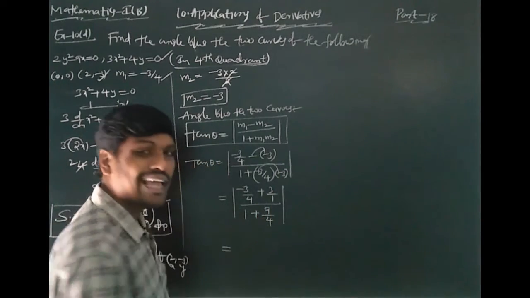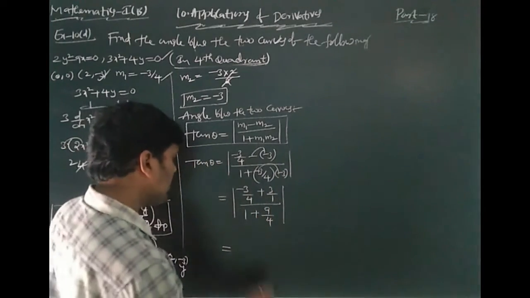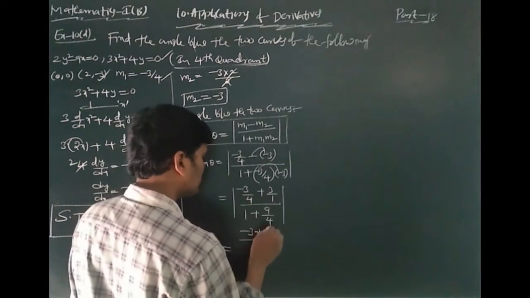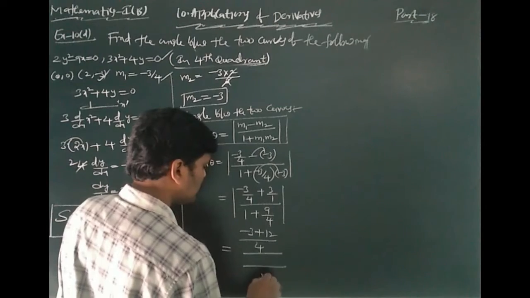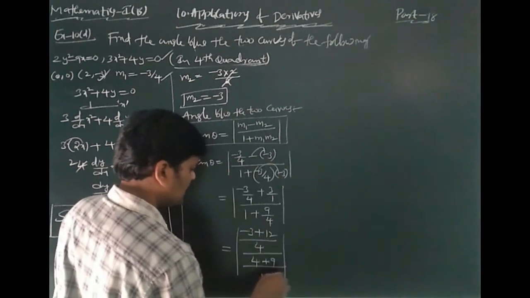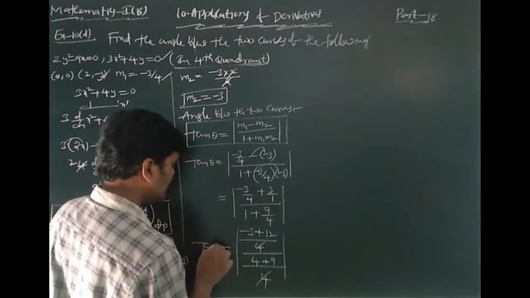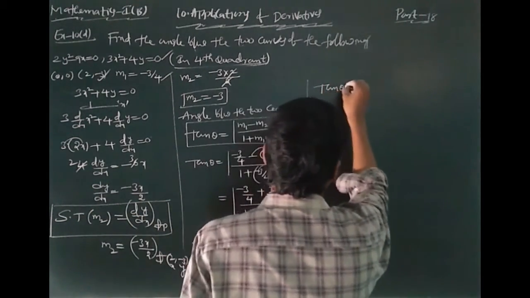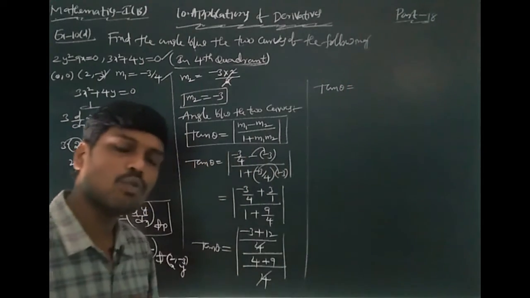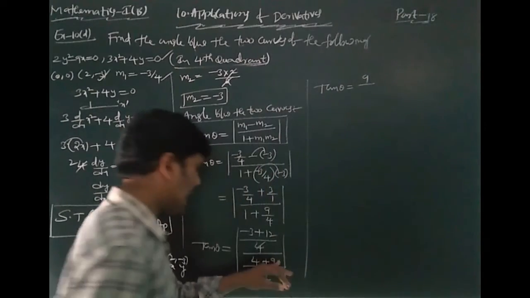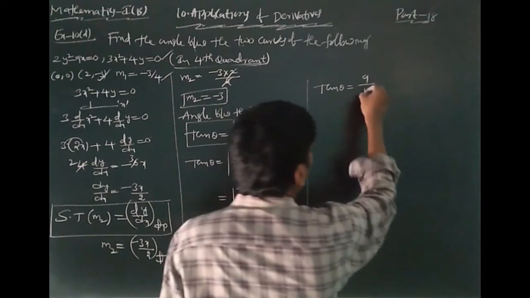After that we have to take the LCM in the numerator and denominator. The LCM is 4. Minus 3, 4 threes are 12, over 4. In the denominator also the LCM is 4: 4 ones are 4 plus 9. The 4s get cancelled. Tan θ equals −3 plus 12, which is 9, over 4 plus 9, which is 13. So tan θ equals 9/13.